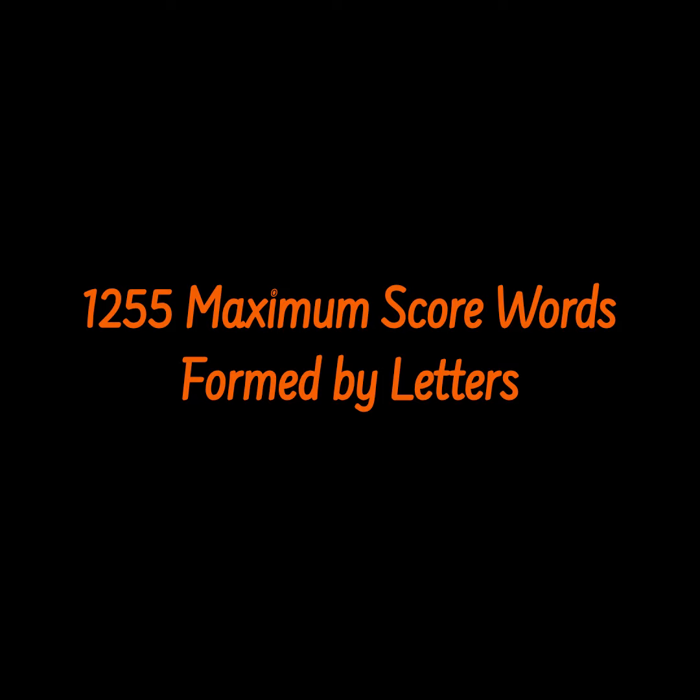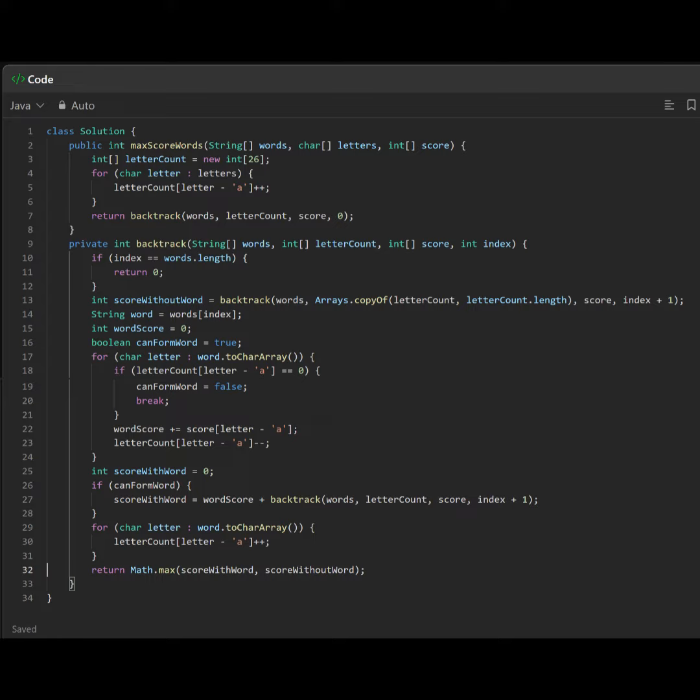1255 maximum score words formed by letters. This Java code calculates the maximum score that can be obtained by forming words using given letters and their corresponding scores. It uses backtracking to try all possible combinations of words and letters to maximize the total score.